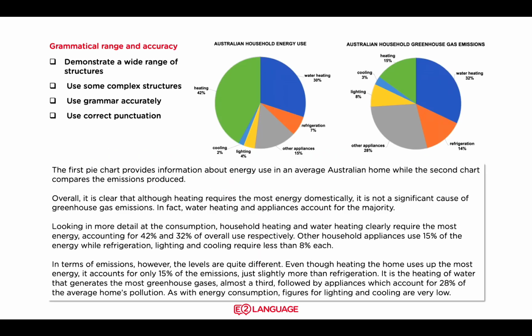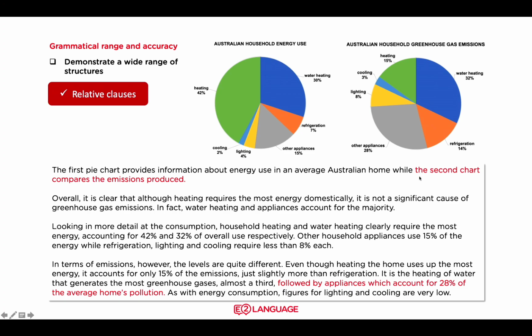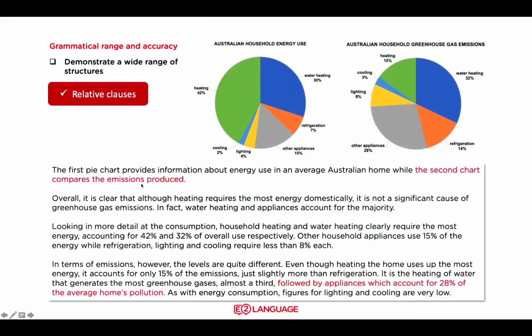Grammatical range and accuracy, the final piece of the puzzle. Have I demonstrated a wide range of structures? Let me show you some of them. One, I've used relative clauses like this: the second chart compares the emissions produced. Now this is actually a reduced relative clause. The full relative clause would say the emissions that are produced or the emissions that were produced. So this is a reduced relative clause. Another relative clause down here, followed by appliances, which account for 28%. So a more traditional relative clause down here.